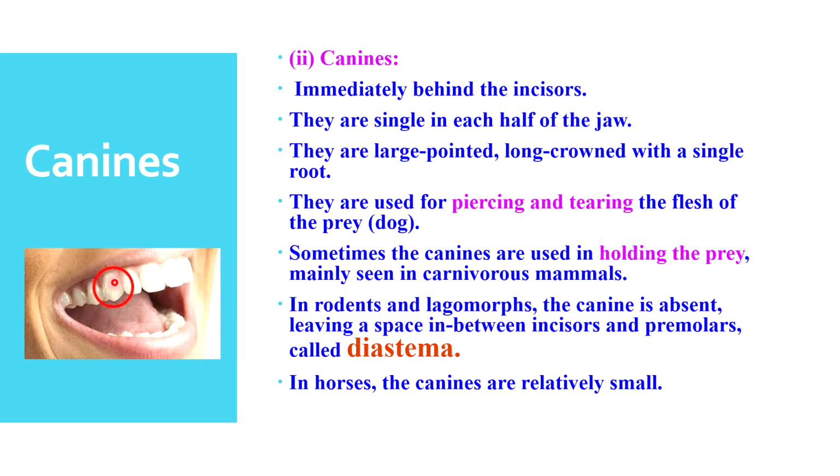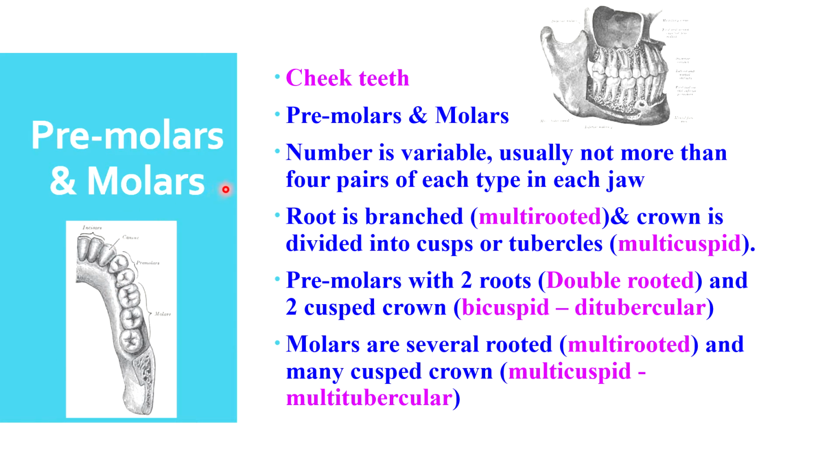In rodents and lagomorphs, the canines are absent, and between the incisors and the premolars there is a space, and this is called diastema. In horse, the canines are present, but they are relatively small. And what are cheek teeth? Cheek teeth are of two kinds: the premolars and molars. Premolars and molars are together known as cheek teeth.